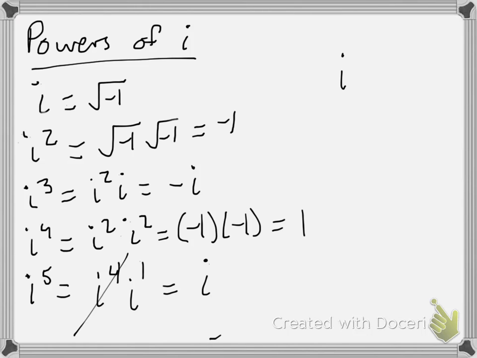I to the 6 is going to be the same thing as I squared, so it's just going to be negative 1. I to the 7th is going to be the same as I cubed, so it's going to be negative I. And I to the 8th is going to be the same as I to the 4th, which is 1.